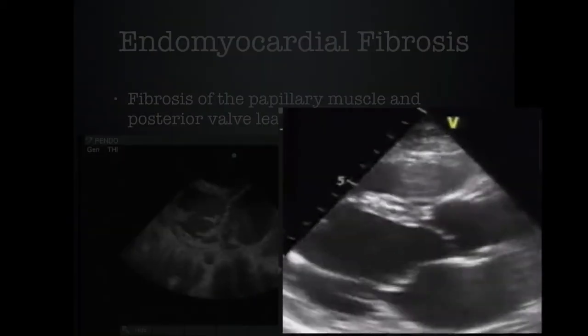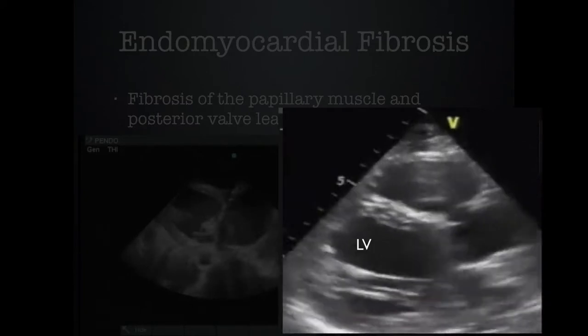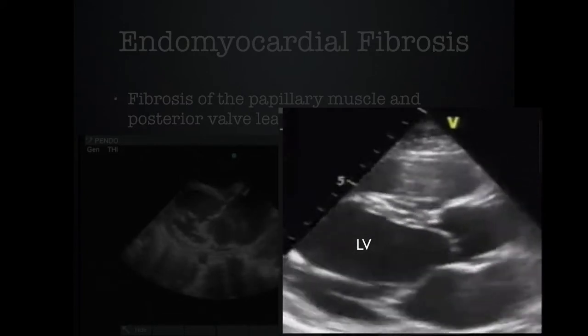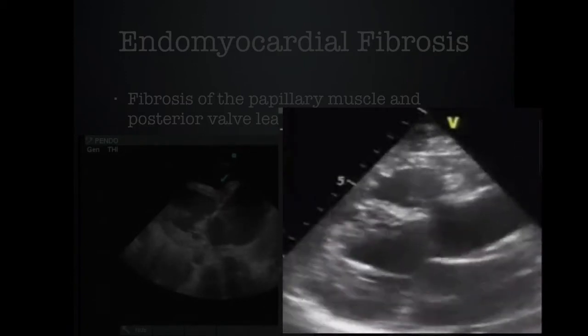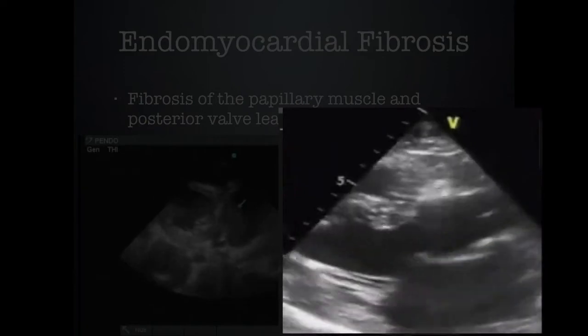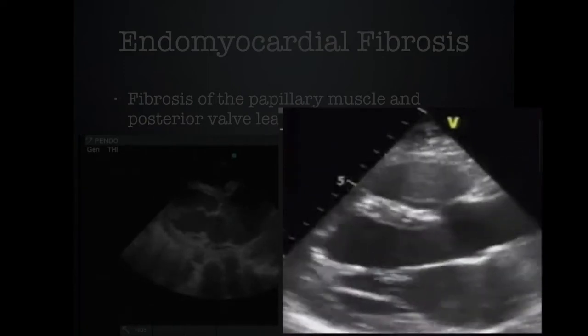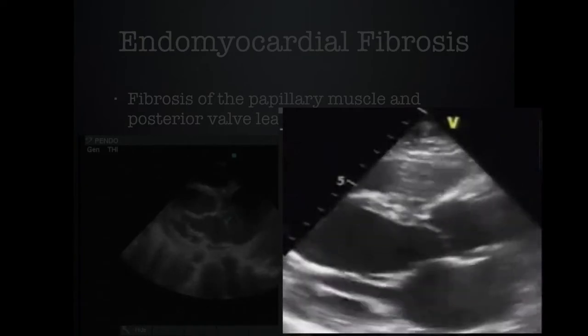Picture on the right, we see another parasternal long axis view. The posterior leaflet is somewhat thick. It's also tethered. It is not fully closing with contractions. It is remaining open. If we put a Doppler across this, we would see that there would be some regurgitation across the mitral valve. And the papillary muscle is also thickened.